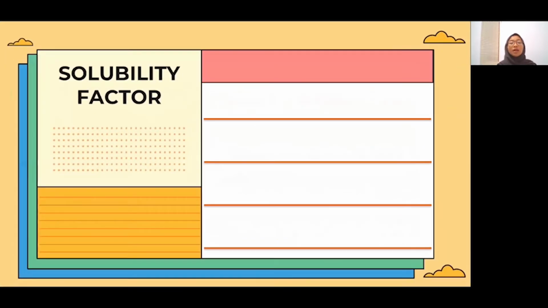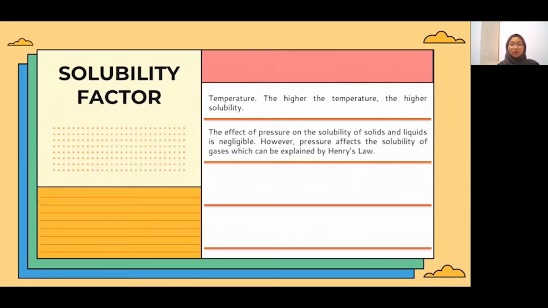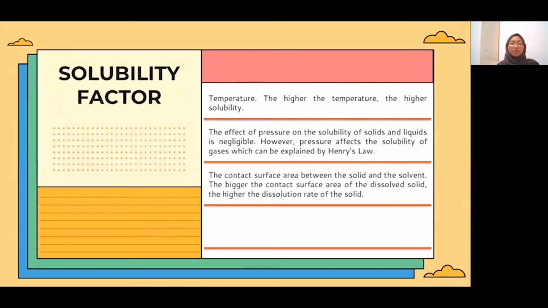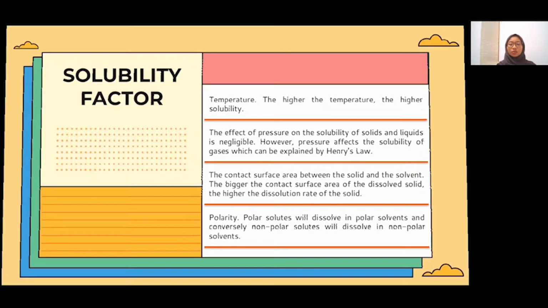insoluble compounds, which will form a precipitate. Solubility factors: the higher the temperature, the higher the solubility, because the molecules in the solution will have a higher kinetic energy so they can move faster. The effect of pressure on the solubility of solids and liquids is negligible, and the bigger the contact surface area of the dissolved solid, the higher the dissolution rate of the solid. This is because the surface area of the solid molecules in contact with the solvent molecules will be larger. And the last is the polarity of the solubility factors, following the principle like dissolves like.